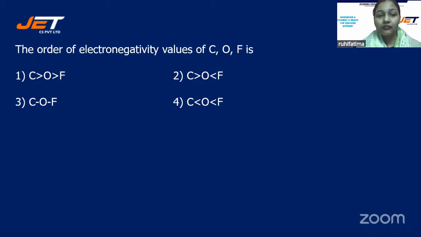The correct answer for this question is option number four, carbon less than oxygen less than fluorine. Fluorine has the highest electronegativity value. Electronegativity increases across a period, that is moving from left to right. Here carbon, oxygen, and fluorine are given. If we are moving from left to right, then electronegativity will increase. So fluorine is the highest and carbon is the lowest in this condition.